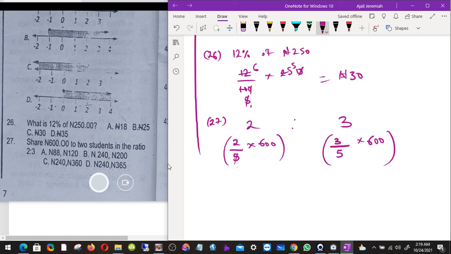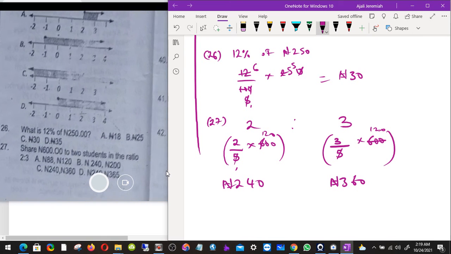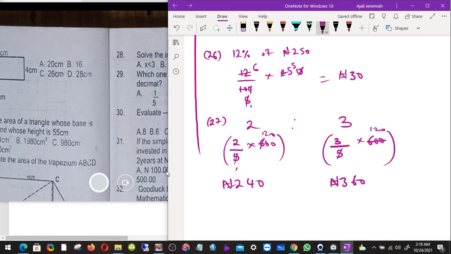Okay, 5 is 1, 5 is 1, remaining 1, 2, 0, so that's 240 naira for this ratio. Then this will complete 600, so this is still 120, and that's 360. Of course, the sum of these two should still give you 600 naira. So it's shared in the ratio 240, 360, option C. Sorry about my voice today.